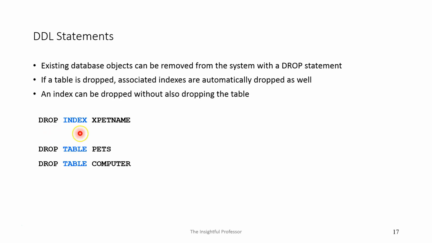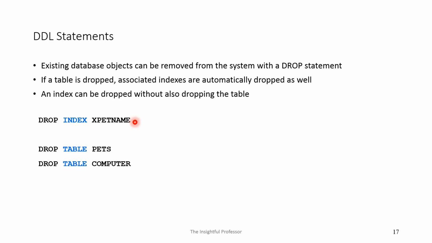So we can say drop index. Now if we drop the index, an interesting thing happens. The table still exists. But remember, one of the things that the index did was it provided an alternative way to get at the data, an alternative access path. So if we drop an index, we have then removed one of the access paths to the data.